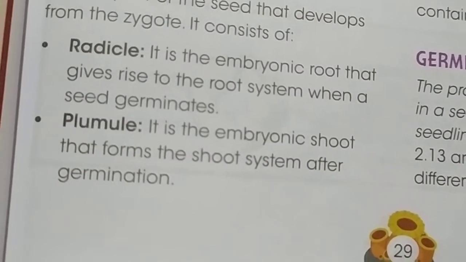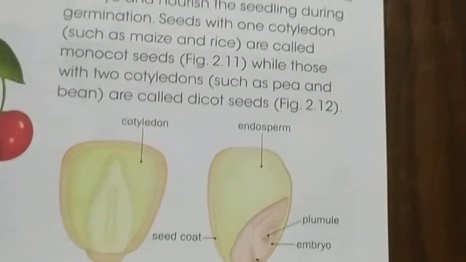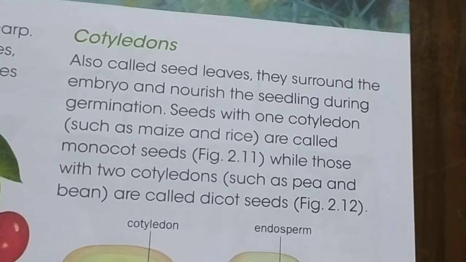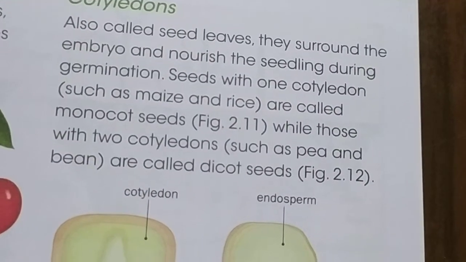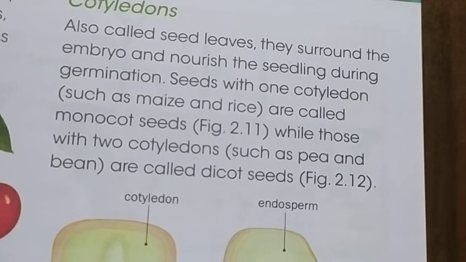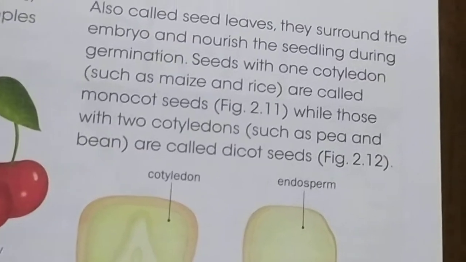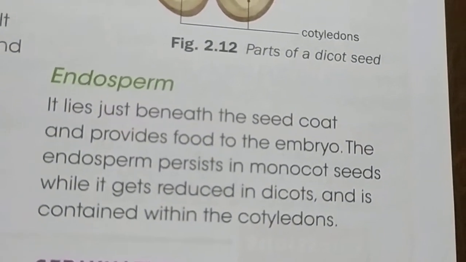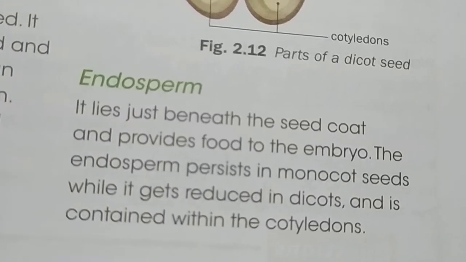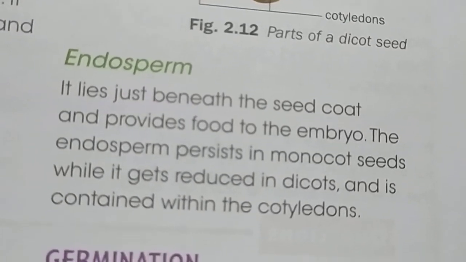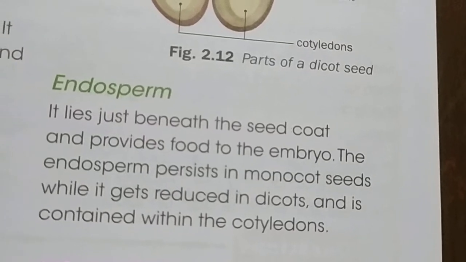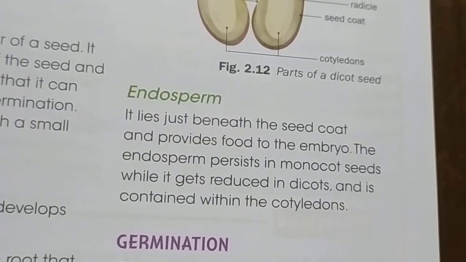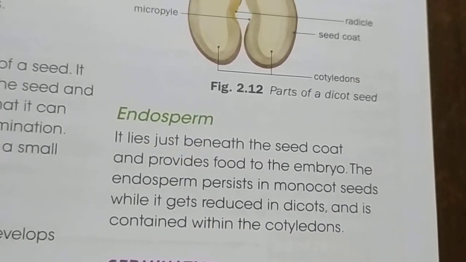When a seed germinates, plumule also write complete. Then you write this one also, cotyledons, also called seed leaves. Then you can write, there are two types and they surround the embryo and nourish the seedling during germination. Up to here only you have to write. Endosperm, this also you can write, it is just below the seed coat and provides food to the embryo. Up to embryo, one sentence only, no need to write complete. Got it? So this much only. As homework you will write all the answers and complete it in your copy. Okay, thank you.